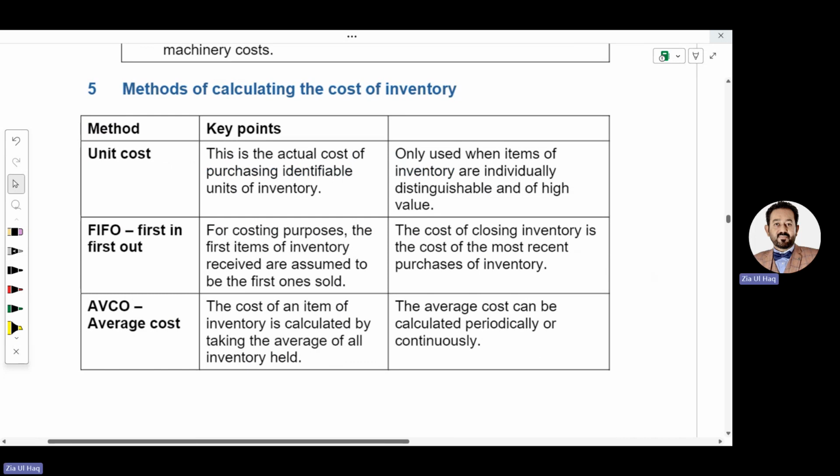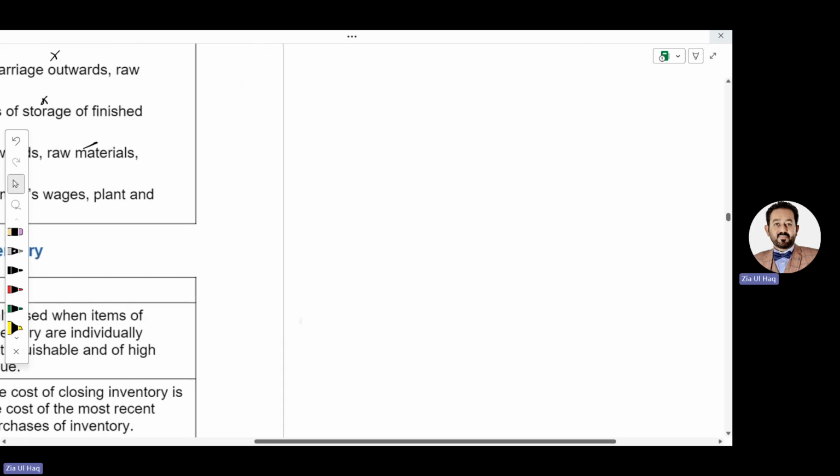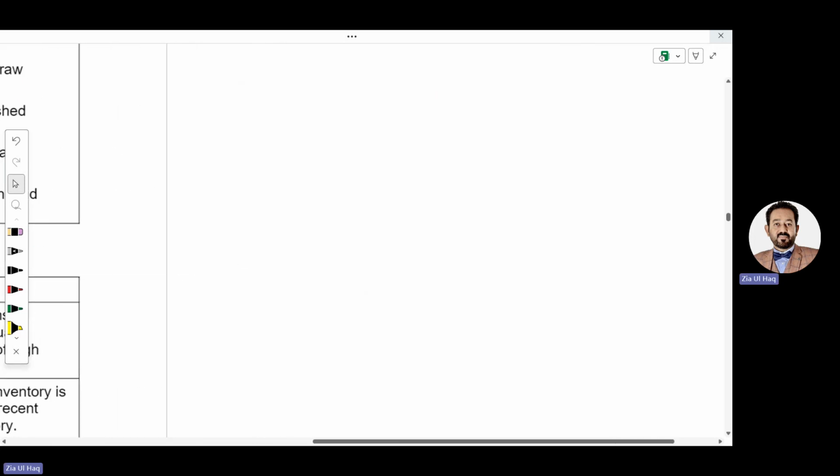There are 3 methods of calculating inventory. This is the main topic of this chapter. See here. Date, unit, price, amount.